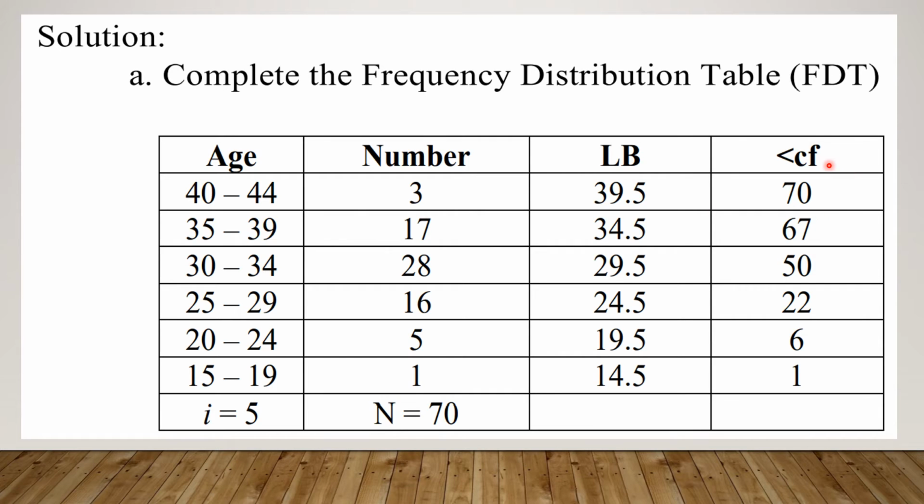Next is to find the cumulative frequency less than. To find that, we will start with the lowest age. That is, copy just 1. 1 plus 5 is equal to 6. 6 plus 16 is 22. 22 plus 28 is equal to 50. 50 plus 17 is equal to 67. 67 plus 3 is equal to 70. This should be the same as the value of n, 70.